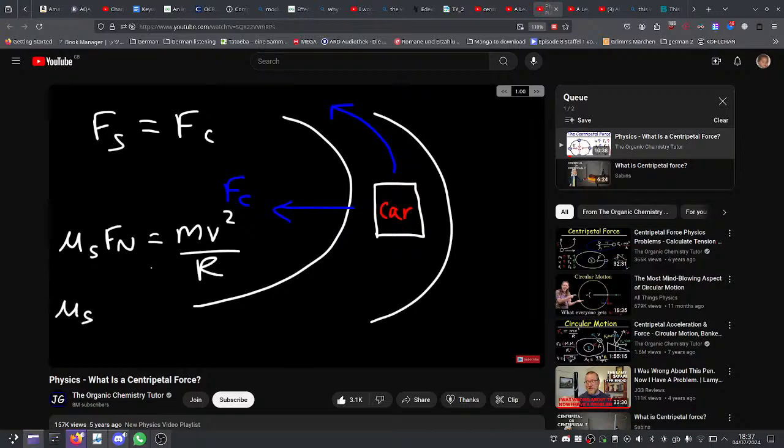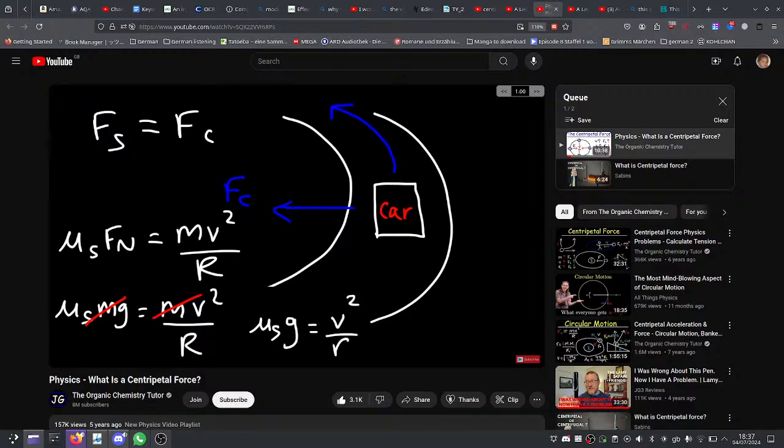The normal force on a flat surface is simply mg. So in this case, we can cancel m in the expression. So for a word problem that involves a car turning on a road, you have this expression: the coefficient of static friction times the gravitational acceleration is equal to v squared over r. And I'm going to post some links in which you can practice these problems in another video.